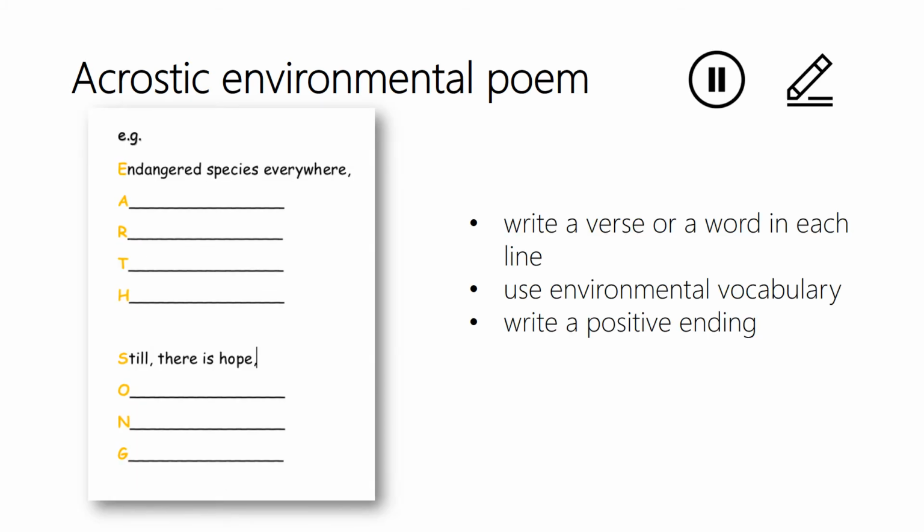There are a couple of things you should bear in mind while writing the poem. First, each line can consist of a verse, or it can be just one word. Secondly, the topic of the poem is environmental, so you should use some of the vocabulary from the Quizlet we did at the beginning of the lesson. Or you can get inspired by Michael Jackson's lyrics. Also, try finishing with something positive. There is still some light at the end of the tunnel.